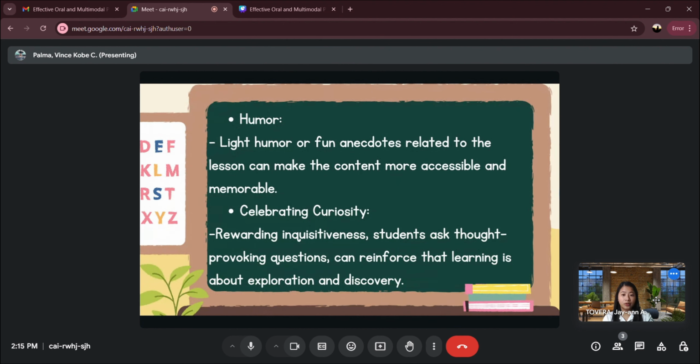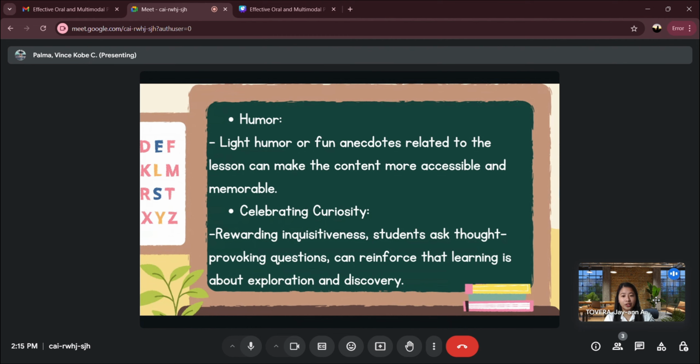Another one is humor. Humor is light humor or fun anecdotes related to the lesson that can make the content more accessible and memorable. There are really funny teachers, which makes the topic more memorable and accessible to them. But not all teachers can be humorous, and that is their asset if they can be this type of teacher.